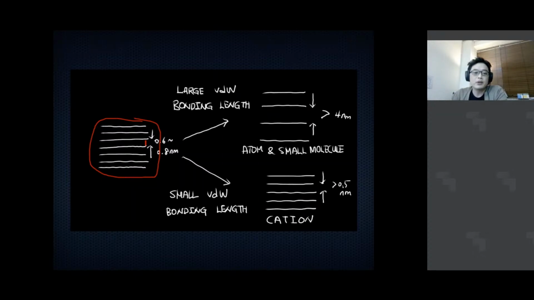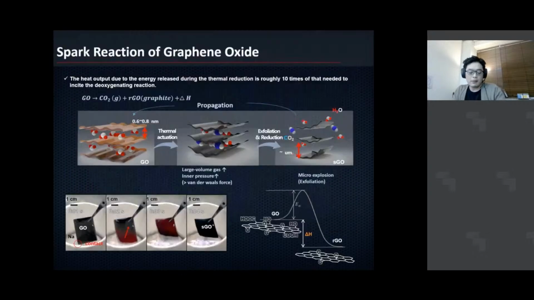So what if you expand this distance to more than 10 nanometer? That's this case. What if you reduce the interlayer spacing to less than 5 angstrom? That's one of the concepts we are focusing on right now. I'm going to explain the top one first, which is where you have a large gap between the material layers.